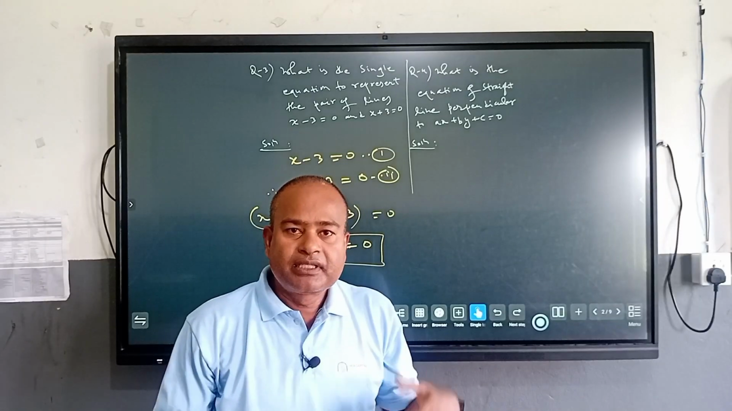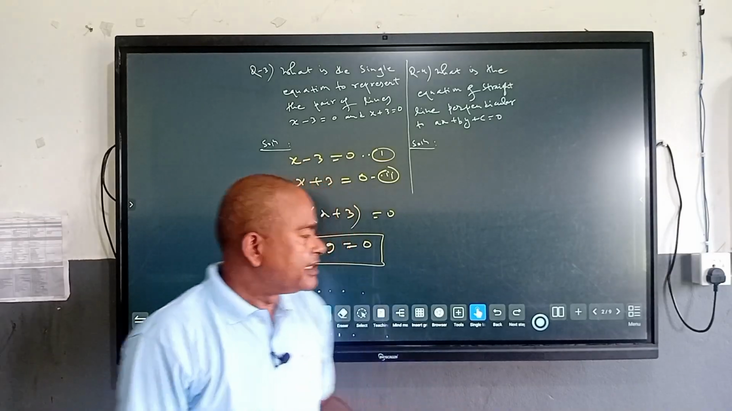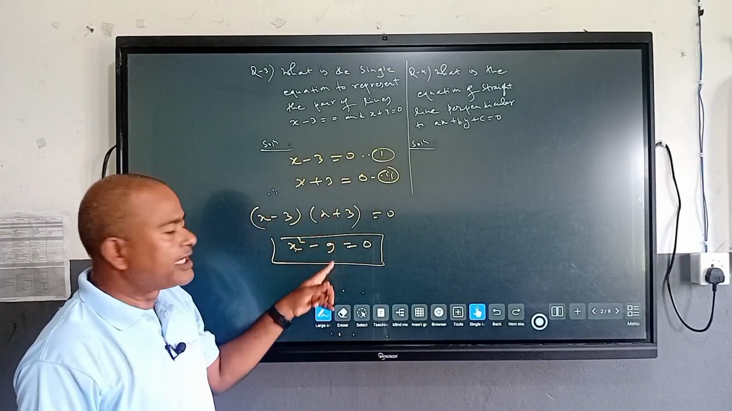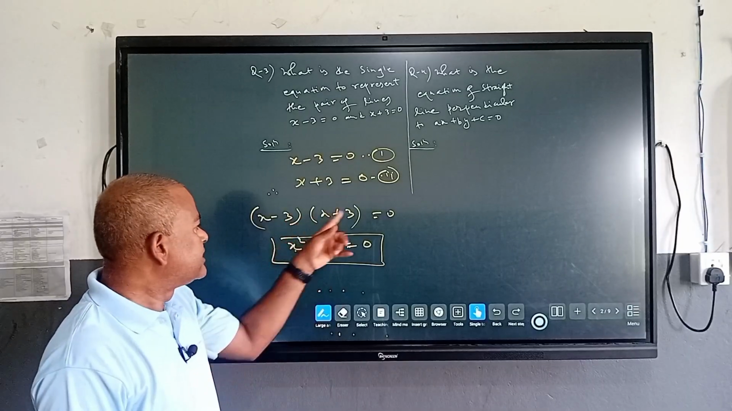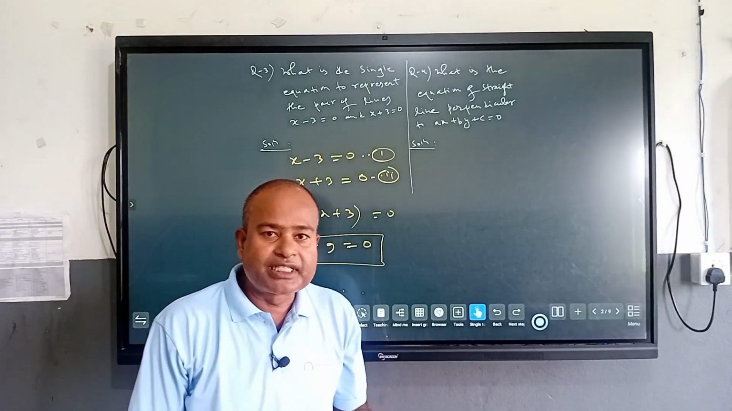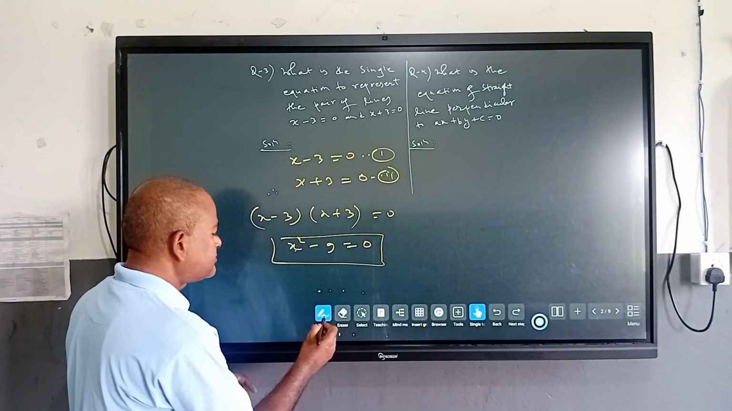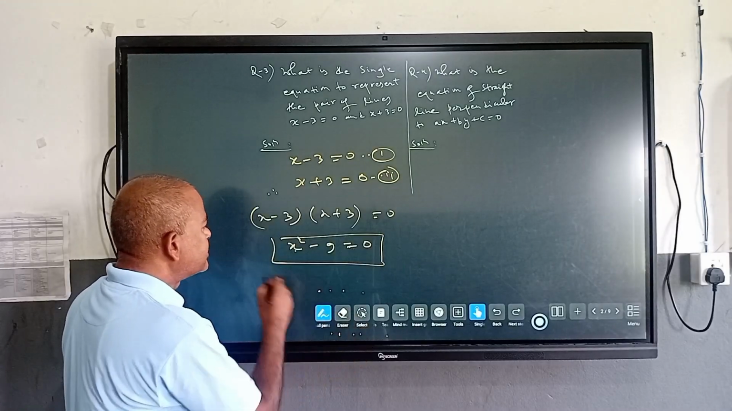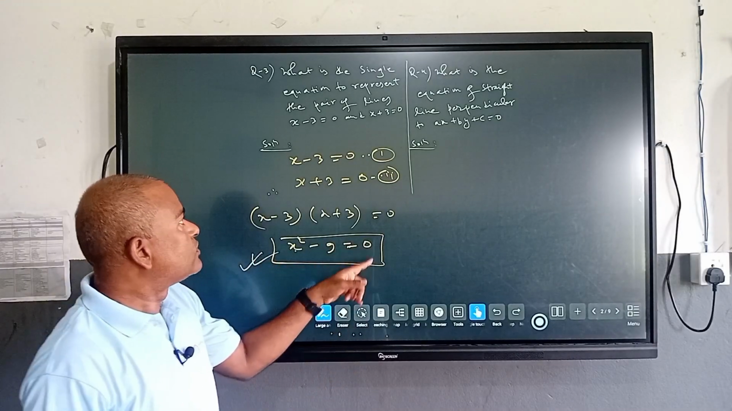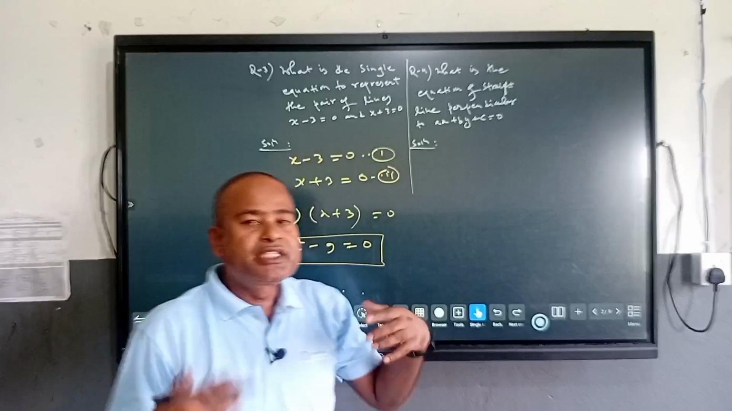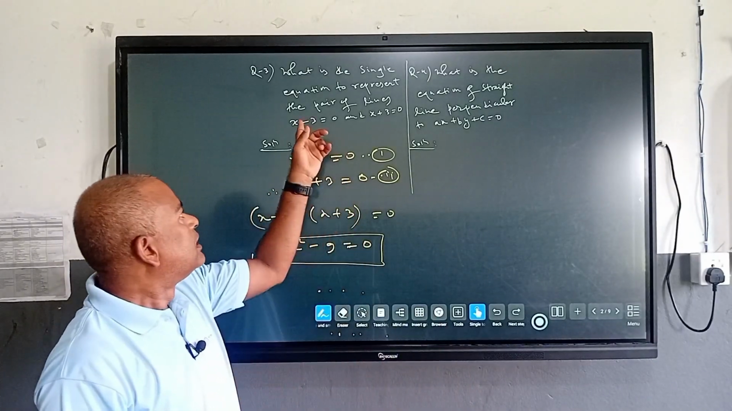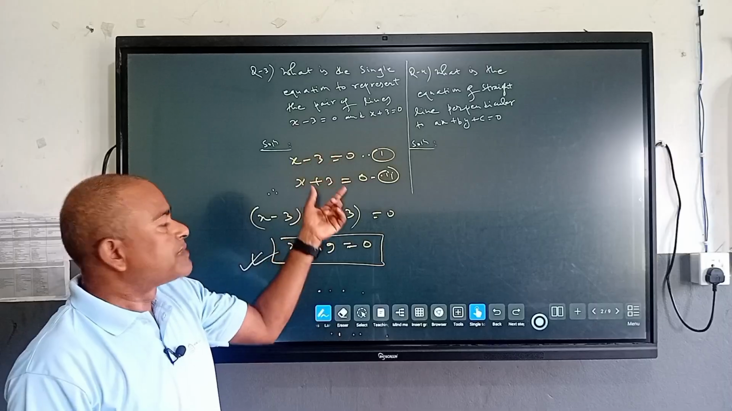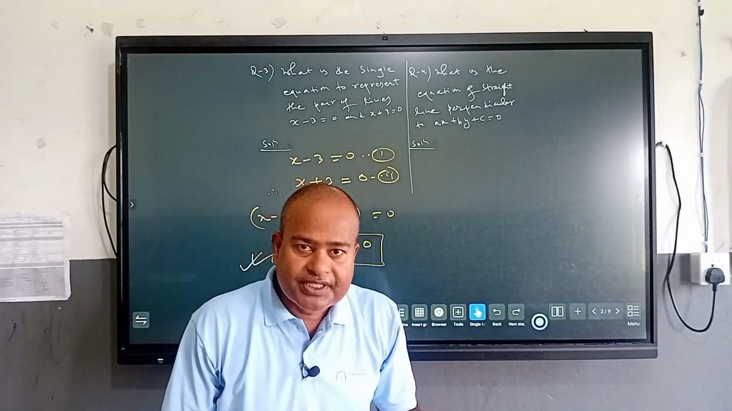So (a plus b) times (a minus b) is equal to a square minus b square. x times x, we get x square. 3 times 3, we get 9. So dear students, x square minus 9 equals 0 is the single equation which represents the pair of lines x minus 3 equals 0 and x plus 3 equals 0.